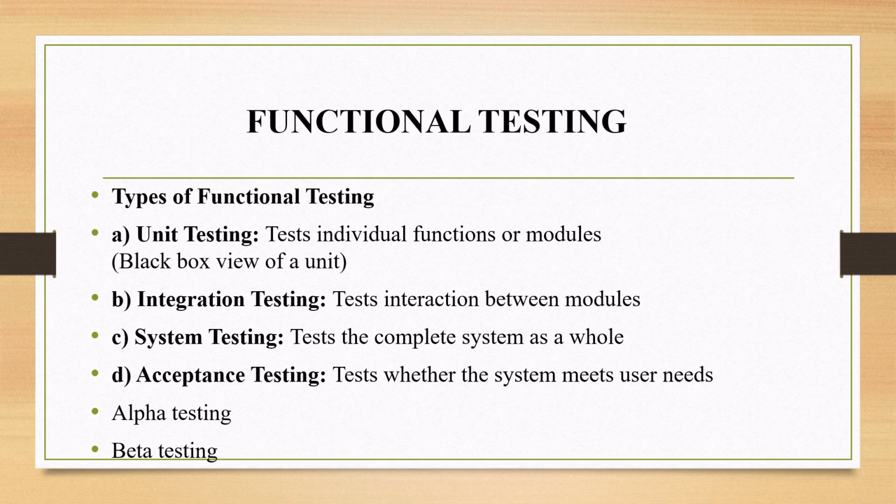There are some types of functional testing. They are unit testing, integration testing, system testing, and acceptance testing. Unit testing tests individual functions or modules, that is, a black box view of a unit. Integration testing tests interaction between the modules. The next one is system testing, which tests the complete system as a whole. Acceptance testing tests whether the system meets user needs, that is alpha testing and beta testing.